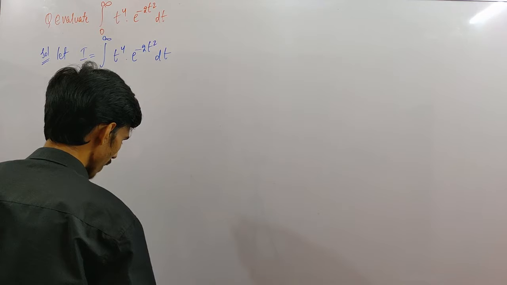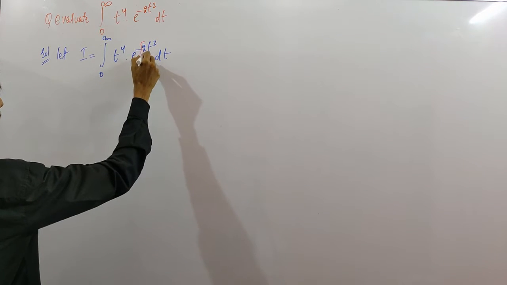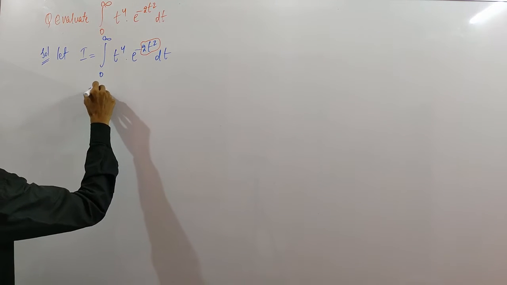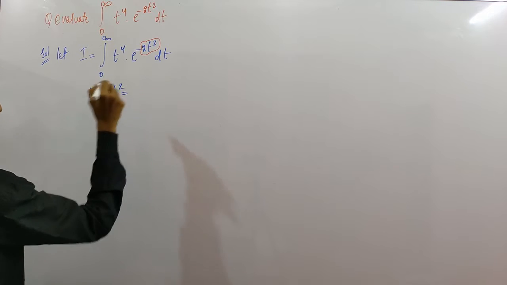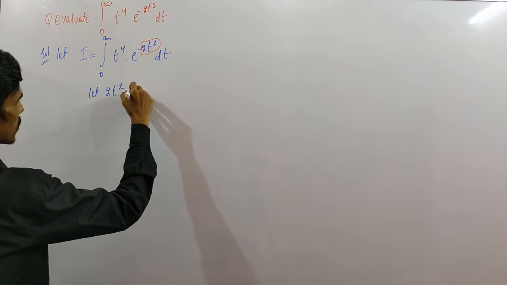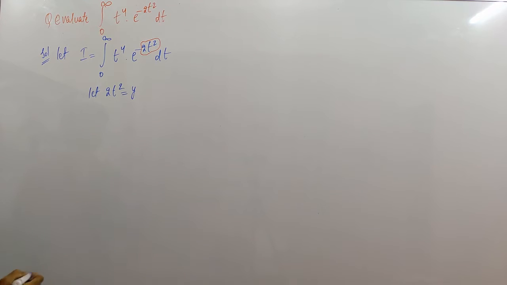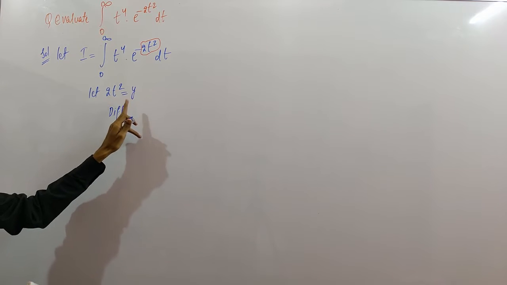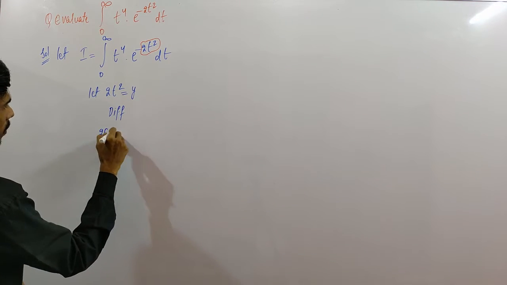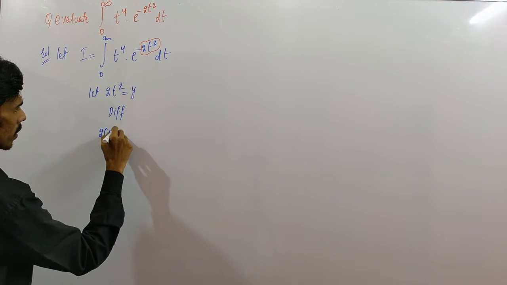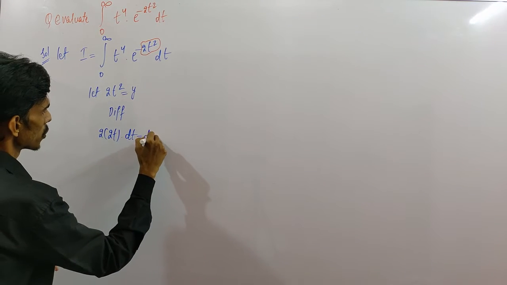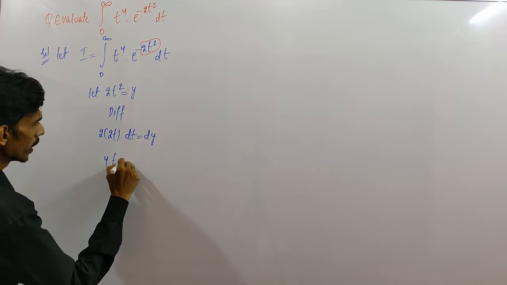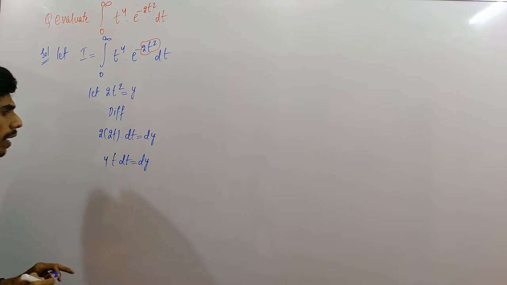Here we have e power of minus 2t square. So let us take this term as some other variable. Let 2t square be taken as y, a dummy variable y. Now differentiate this with respect to y. We have the derivative of t square is 2t dt equals dy. 2 twos are 4. Here we have 4t dt is equal to dy.